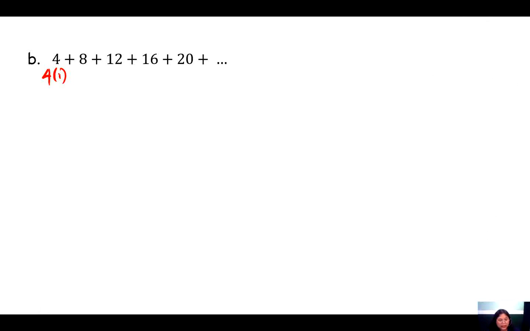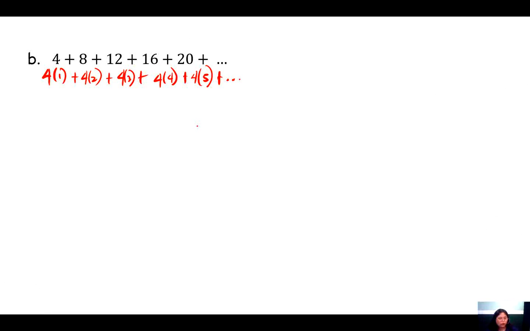So our i is 1. Okay? Plus 4 times 2. So the answer is 8. So sa 12 naman, we have 4 times 3. So sa 16, we have 4 times 4 plus 4 times 5 plus ellipsis. Okay, our constant is 4 and our i is starting from 1 to infinity. Okay, let's recheck. 4 times 1 is 4, 4 times 2 is 8, 4 times 3 is 12, 4 times 4 is 16, and 4 times 5 is 20.